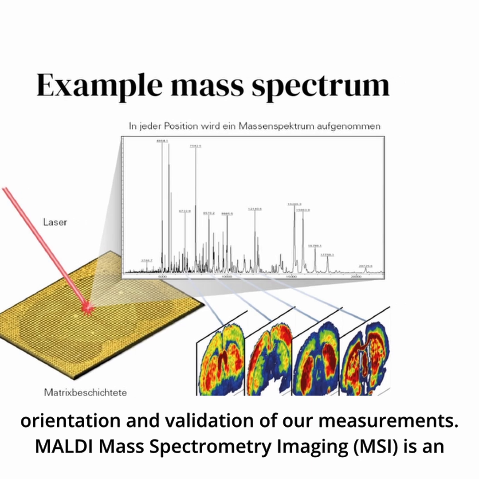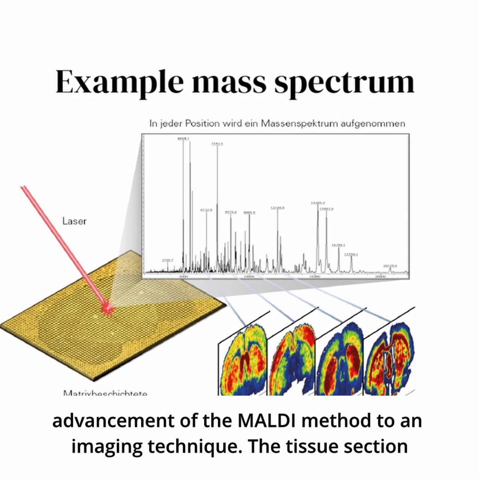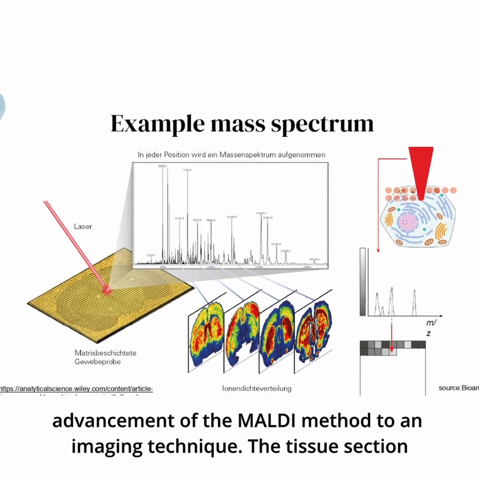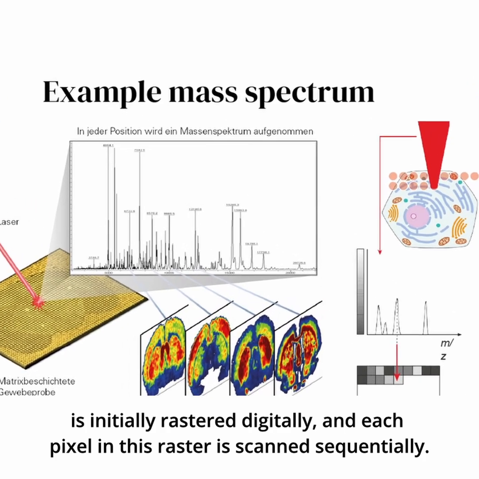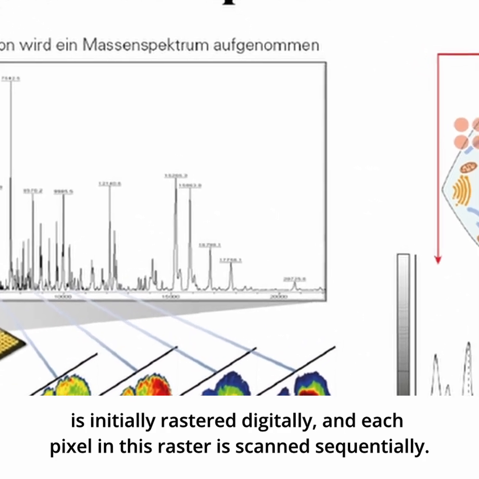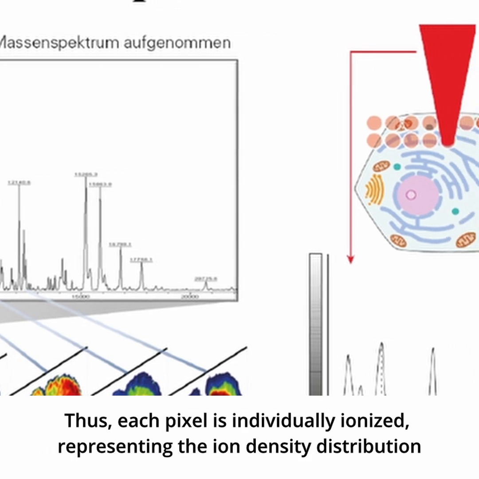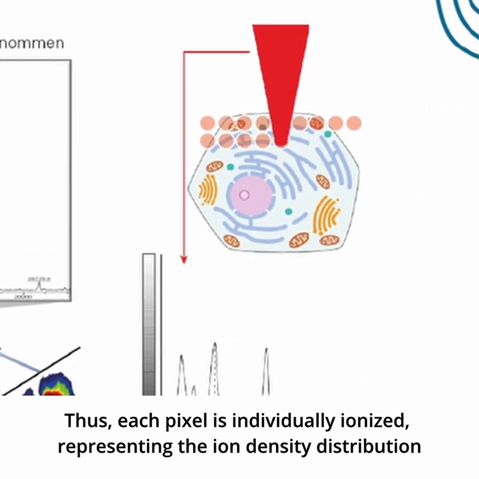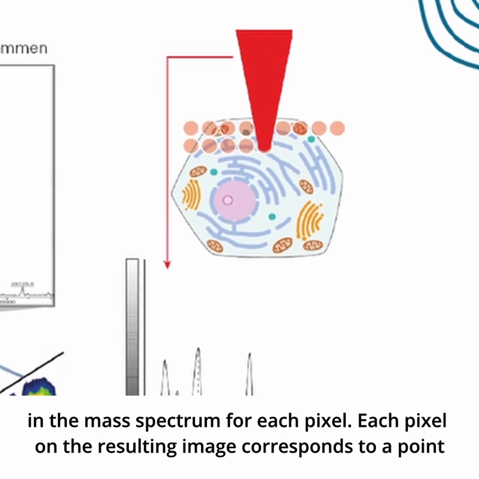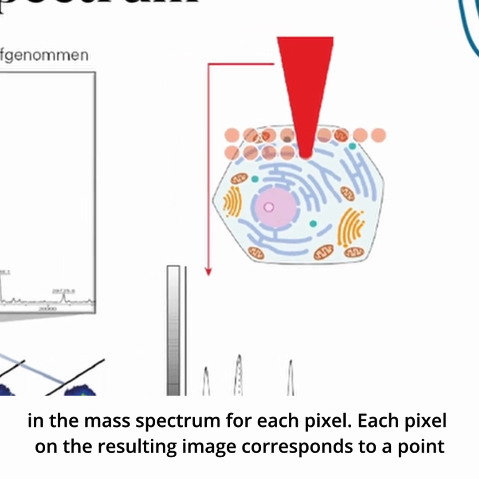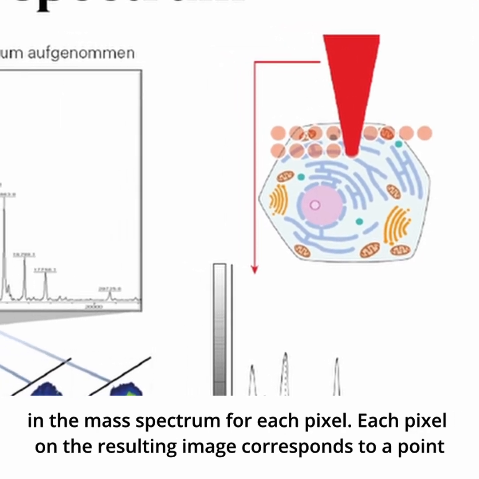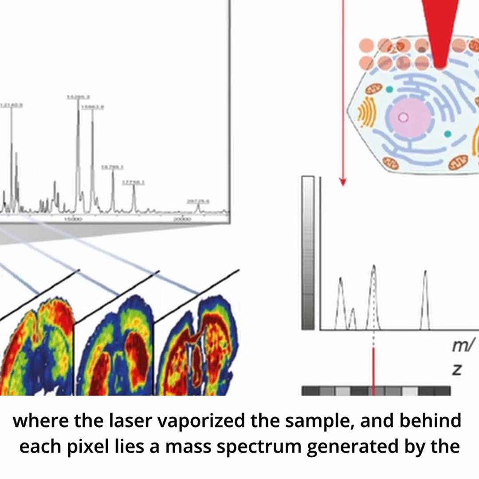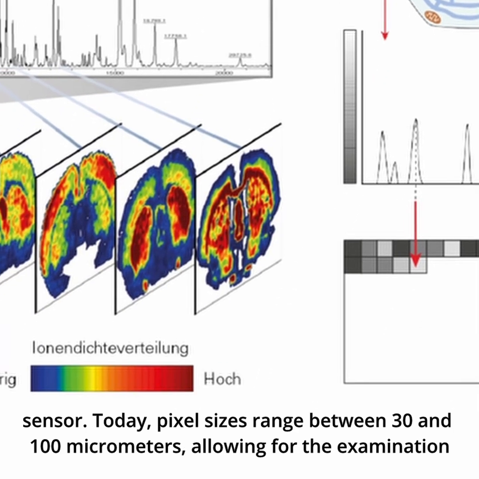MALDI mass spectrometry imaging MSI is an advancement of the MALDI method to an imaging technique. The tissue section is initially rastered digitally, and each pixel in this raster is scanned sequentially. Thus, each pixel is individually ionized, representing the ion density distribution in the mass spectrum for each pixel. Each pixel on the resulting image corresponds to a point where the laser vaporized the sample, and behind each pixel lies a mass spectrum generated by the sensor.